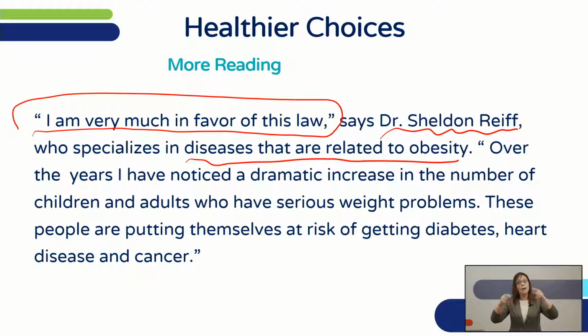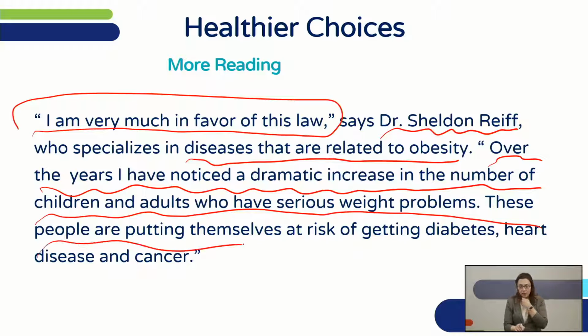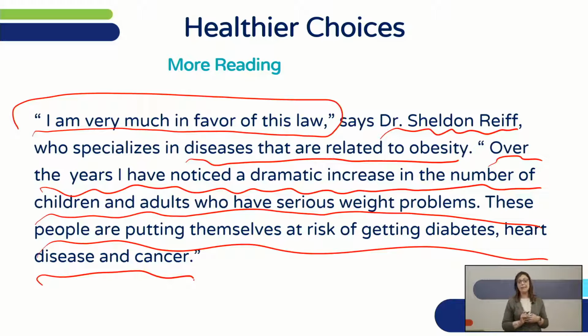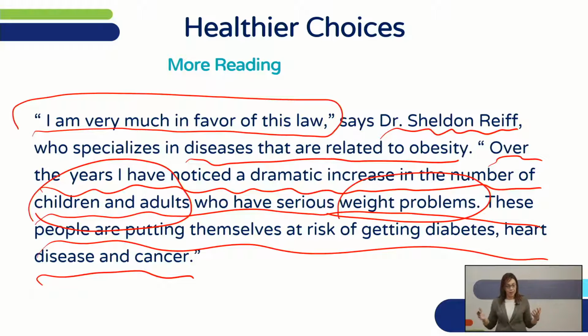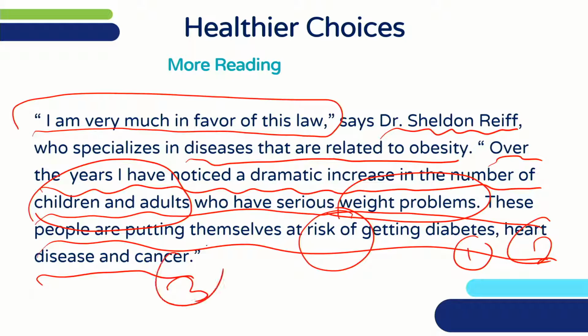And we have one more quotation here for the same person. He says that over the years, I have noticed a dramatic increase in the number of children and adults who have, till the end of the paragraph. He says that we have a problem and we have consequences of this problem. We have children and adults. They have weight problems. And it's not only a matter of shape, but they are at risk of what? Diabetes, heart disease, and cancer.